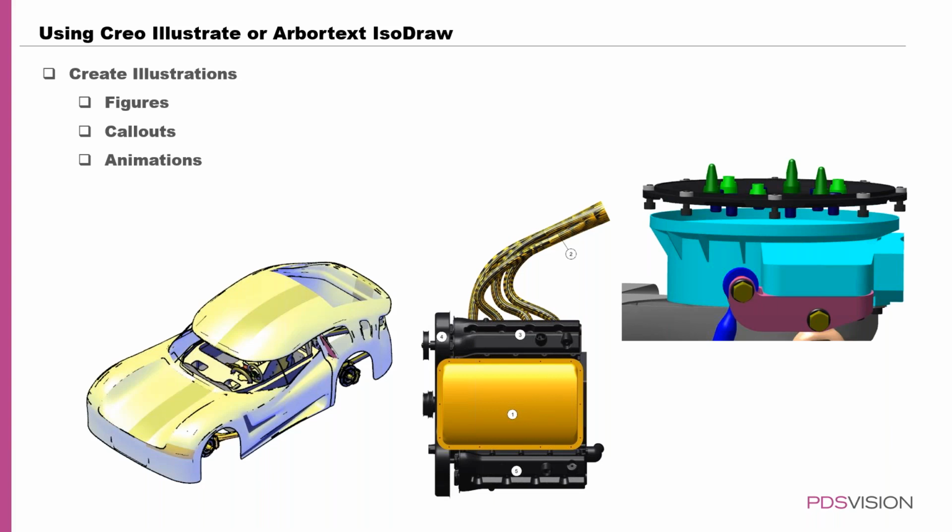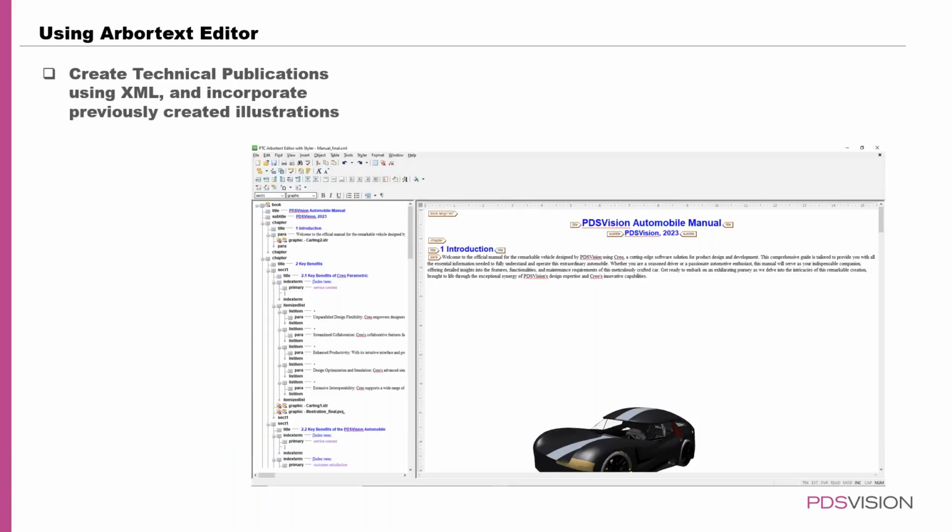They both have their pros and cons. They're both going to allow you to create these illustrations, including figures and callouts. Creo Illustrate also has the functionality of creating animations, which we'll see in just a few minutes. And we can see some examples of these illustrations again on the screen. These illustrations are going to be built into our tech pubs, or our technical publications.